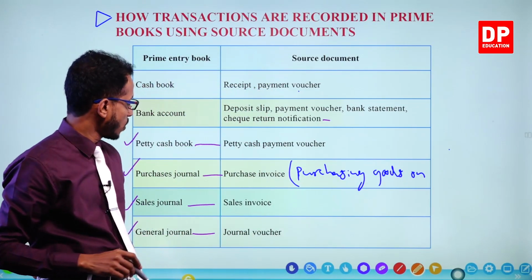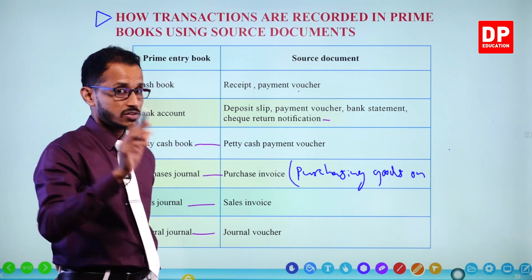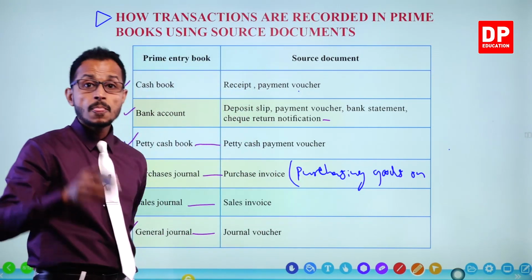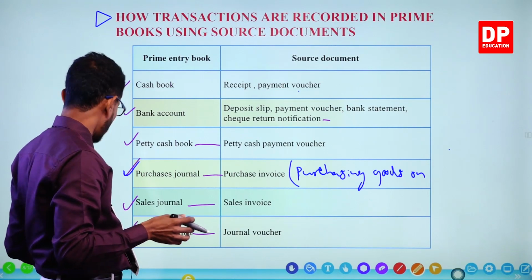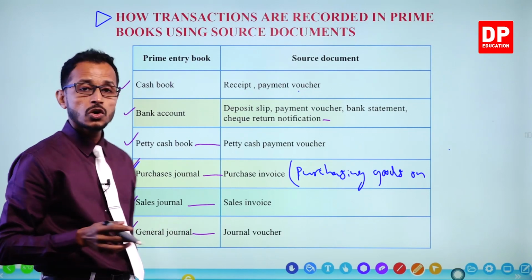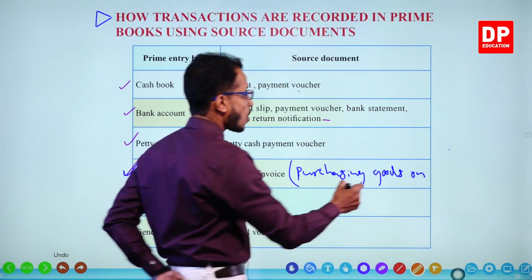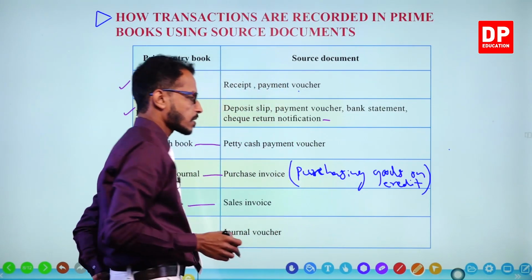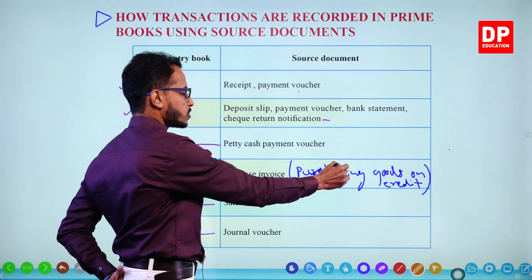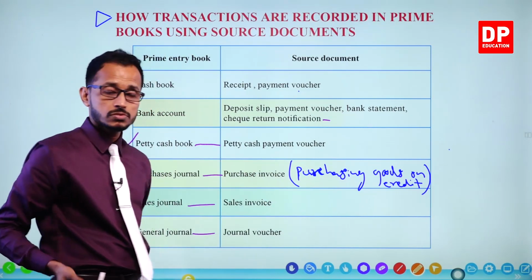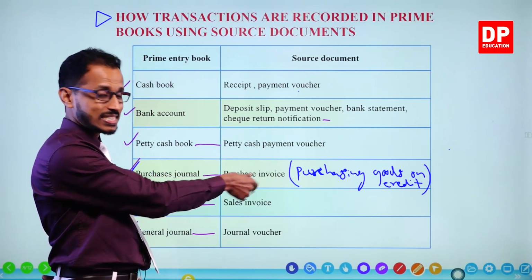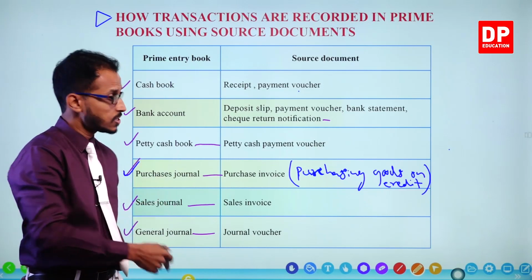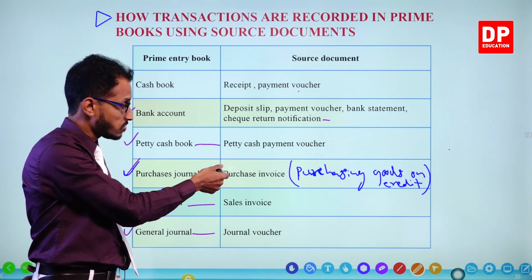You remember when we learnt about the purchases journal, children, I told you what transactions are recorded in the purchases journal. Purchasing of goods on credit. So when you purchase goods on credit, you issue a purchase invoice. That is the source document. Those purchase invoices are all collected during the day, and at the end of the day, all the information on the purchase invoices is recorded in the purchases journal.